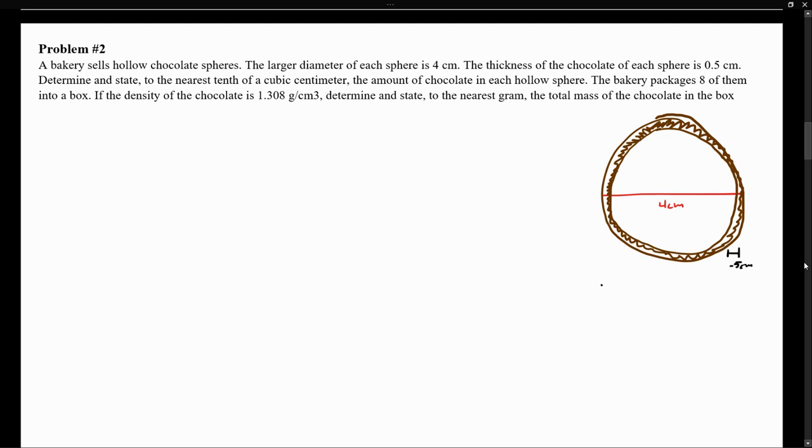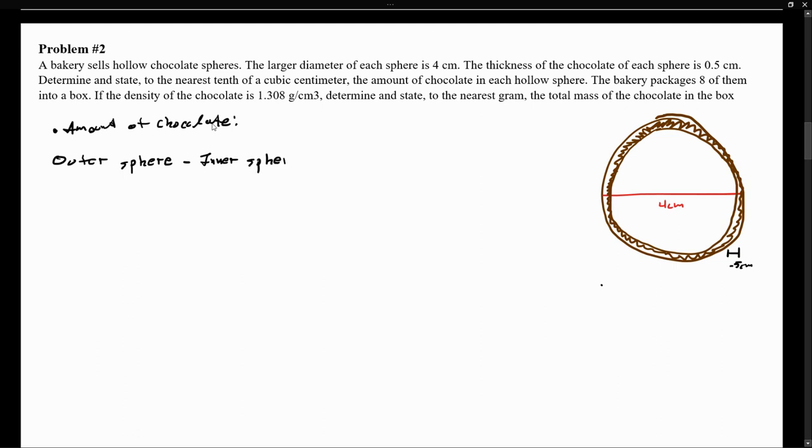And what we want to know is, can we determine to the nearest tenth of a cubic centimeter the amount of chocolate in each hollow sphere? Now, we want to determine how much chocolate there is in this thickness of 0.5 centimeters. So how can we compute that? Well, we can compute the amount of chocolate by computing the outer sphere minus the inner sphere.